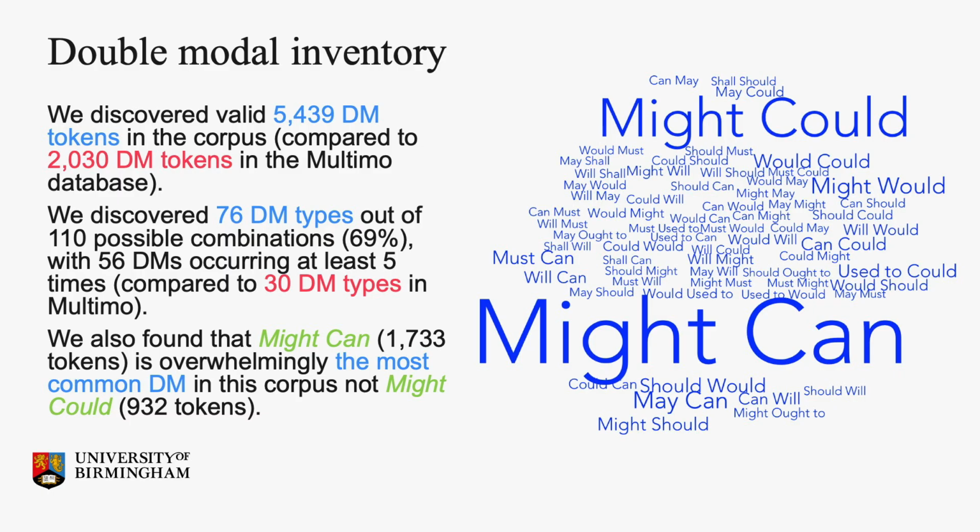And here's the most surprising part, I think, of the whole study, and that is that we discovered in the corpus 76 double modal types, so 76 unique combinations of modals, okay? That is 69% of the 110 possible double modal combinations. This is excluding the same modal twice, like may may or could could, okay? So what we see here is that, in this corpus, we can observe that a majority of the possible double modals occur, okay?